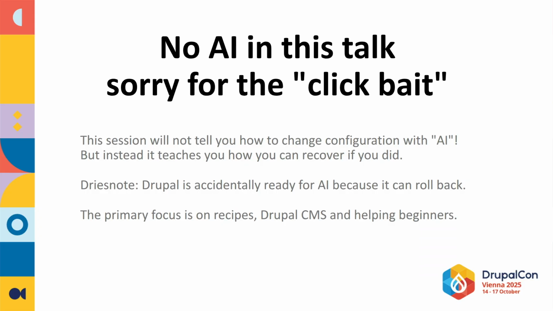The thing is, in this session I will tell you how you can change the configuration to go back after you've done the accidental thing with AI. Dries mentioned in his keynote that Drupal is ready for AI accidentally because we can revert things and stuff, and this is kind of what I'm talking about. But the primary focus is on recipes and Drupal CMS and to help beginners.